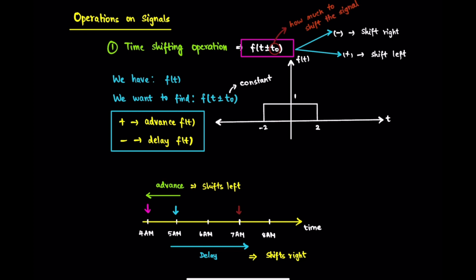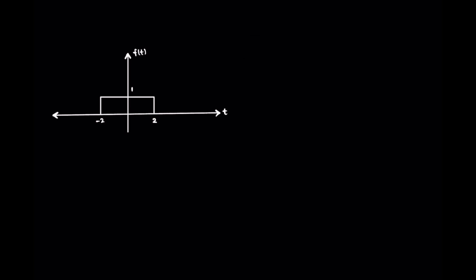Now let's take an example problem and perform the time shifting operation. Suppose I have to perform the time shifting operation f of t plus 2. So from the given problem, you can see that there is a plus sign, which means advancing. And 2 is our t naught. So we are told that you have to advance the signal f of t by 2 units.